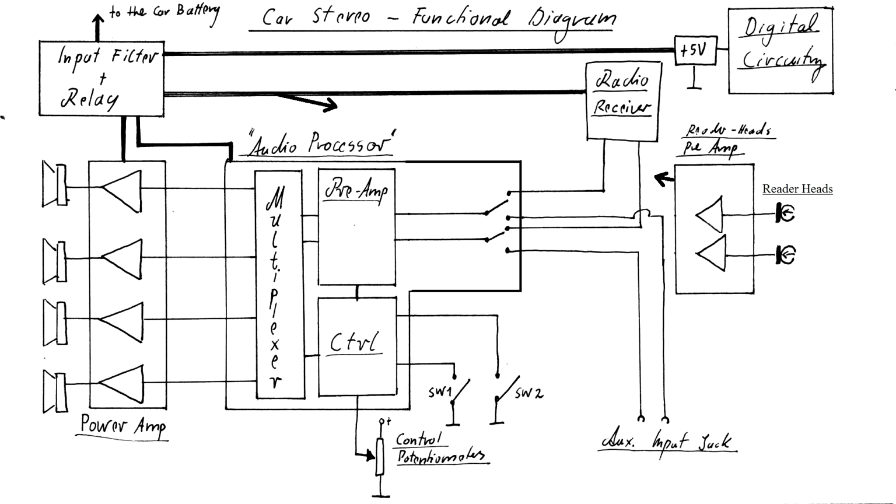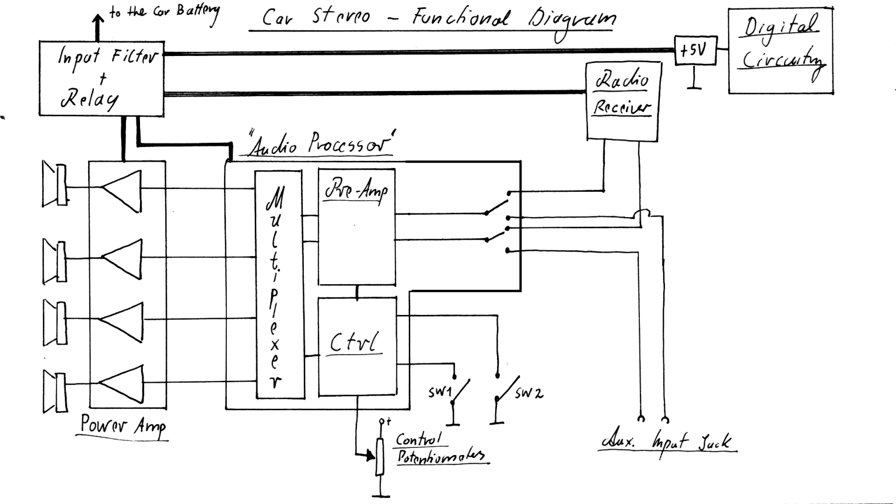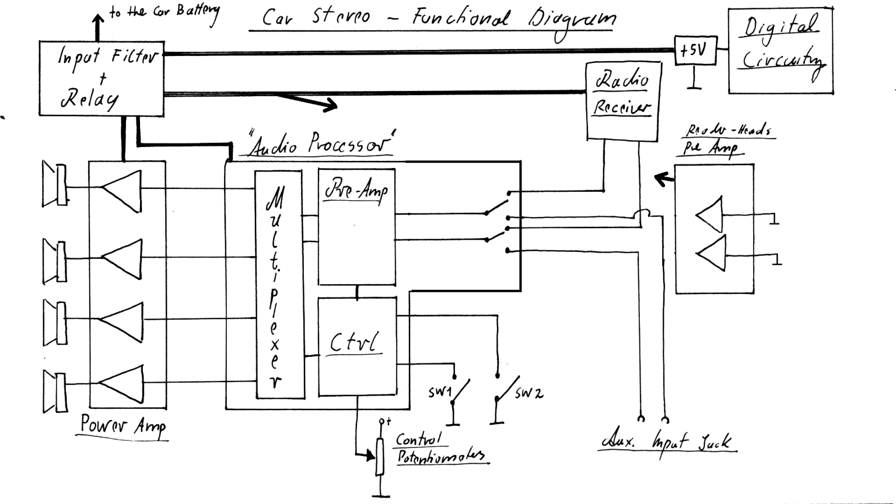The reader heads are also disconnected because they are installed inside the cassette drive, which I want to get rid of. The inputs of that preamp are then connected to ground to avoid unwanted oscillations of that amplifier. You could also delete this amp entirely, but I want to keep the modifications as minimal as possible.